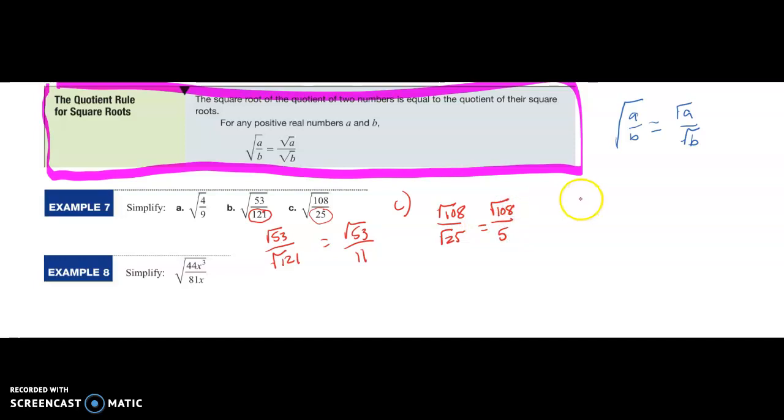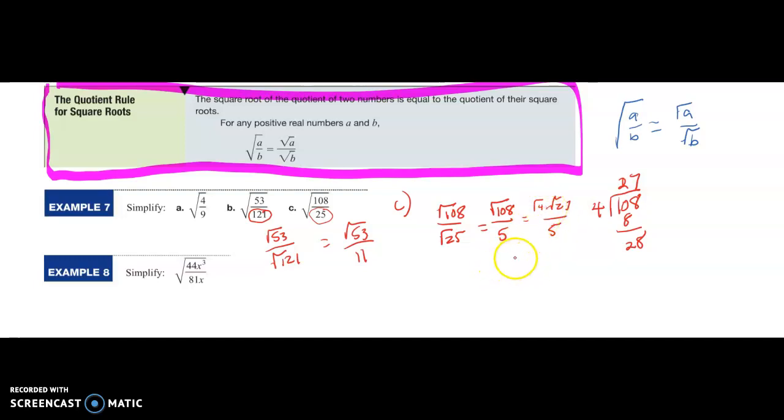But hold on. Is the square root of 108 simplified? This is when we either need to use the prime factorization or think perfect numbers. Is there a perfect number that will go into 108? Let's see. I'm thinking maybe 4. Let's see if 4 will go into it. 4 goes into it 27 times. So I know that the square root of 108 is equal to the square root of 4 times the square root of 27, over 5.